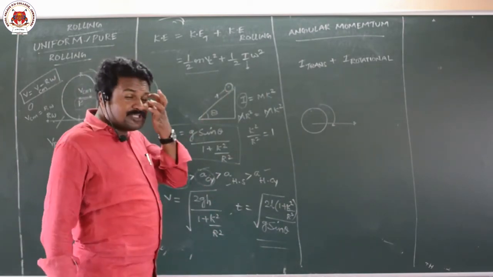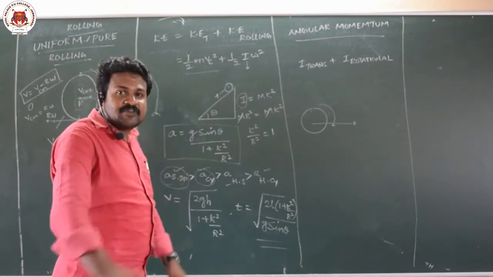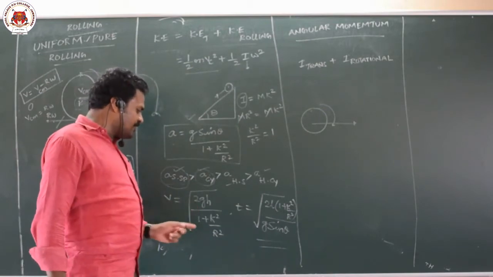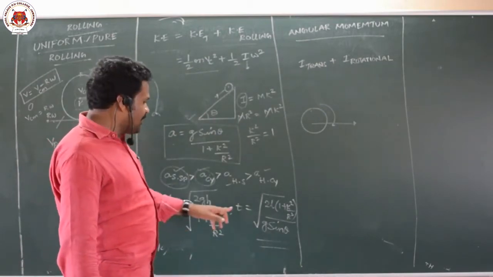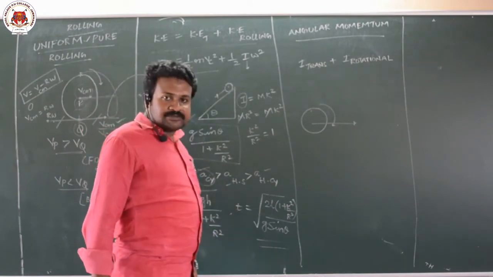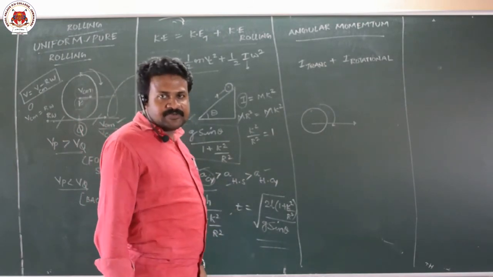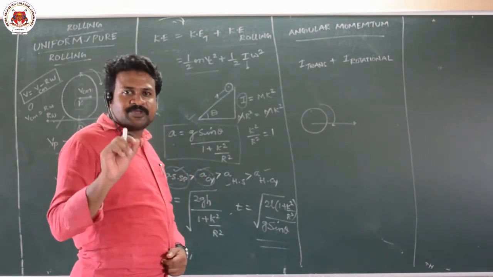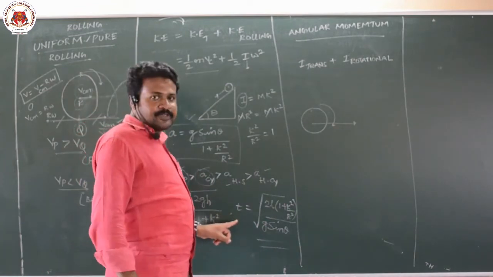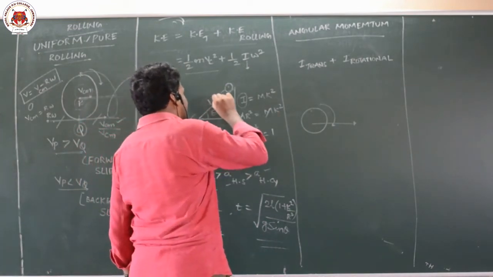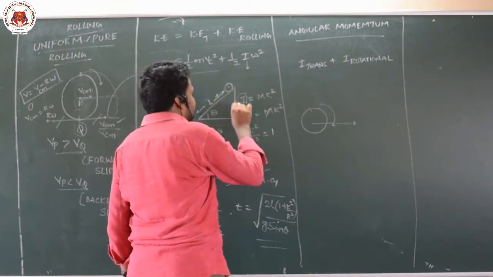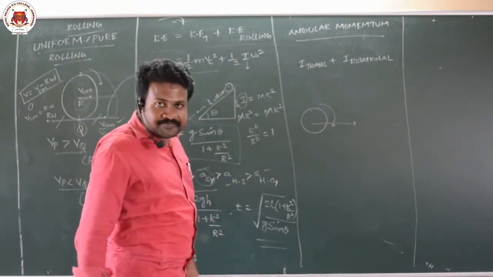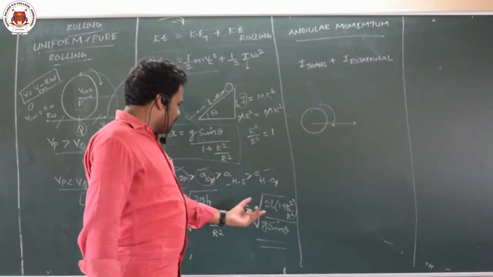Once you know acceleration, you can apply all three equations of motion and you can find v square minus u square is equal to 2as. What is the distance it has travelled, or what is its velocity on reaching the ground? That is, you get it as root of 2gh by 1 plus k square by r square. Similarly, time you can calculate: s is equal to ut plus half at square. If it is starting from rest, you take u as 0. In place of acceleration you write g sin theta by 1 plus k square by r square, and you will get the time. This is the length of the inclined plane, and this will be the height. So once you know acceleration, you can solve any kind of question when an inclined plane is given. So this is the time taken.